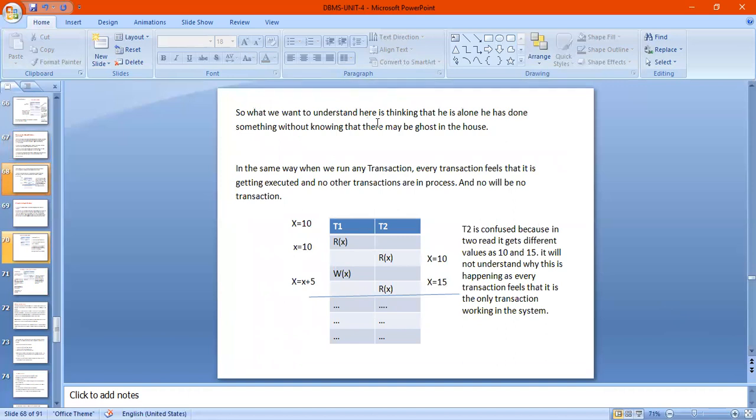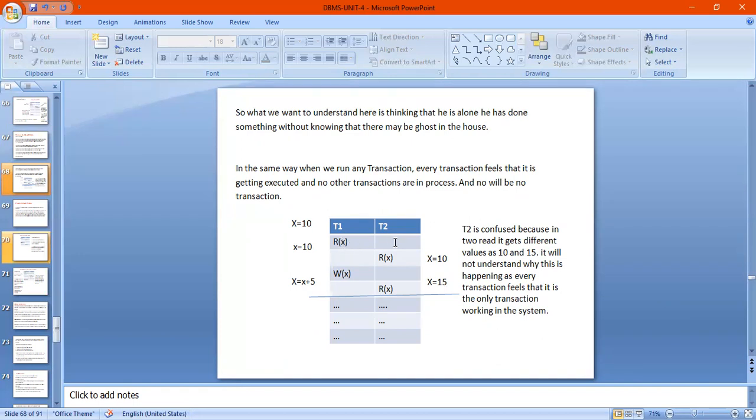So what we want to understand here is that he thinks he is alone, but he has done something without knowing that there may be a ghost in the house. In the same way, when we run any transaction, every transaction feels that it alone is getting executed and no other transactions are in process. So here, transactions T1 and T2, X is 10, and X is equal to X plus Y. T2 is confused because in the two reads it gets different values, 10 and 15. It will not understand why this is happening, and every transaction feels it is the only transaction working in the system, like the ghost in the house.